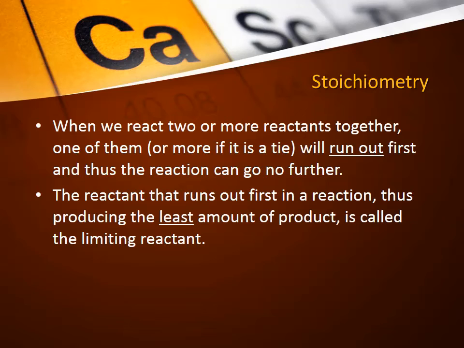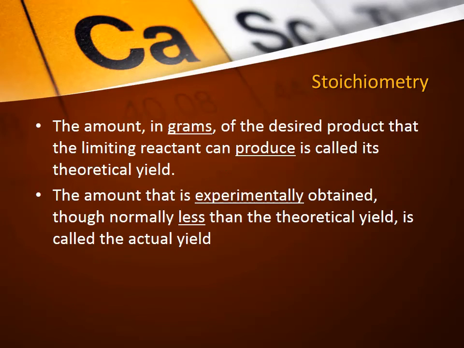The reactant that runs out first in a reaction, which ultimately is going to produce the least amount of product because it's going to run out first, we call the limiting reactant. I'm guessing you can guess why, but in case not, it's because it limits the reaction, and it's a reactant. So the amount in grams of whatever product we're desiring that the limiting reactant can produce is called the theoretical yield. Meaning, if you're ever asked for the theoretical yield, you first need to find the limiting reactant. Try not to forget that.